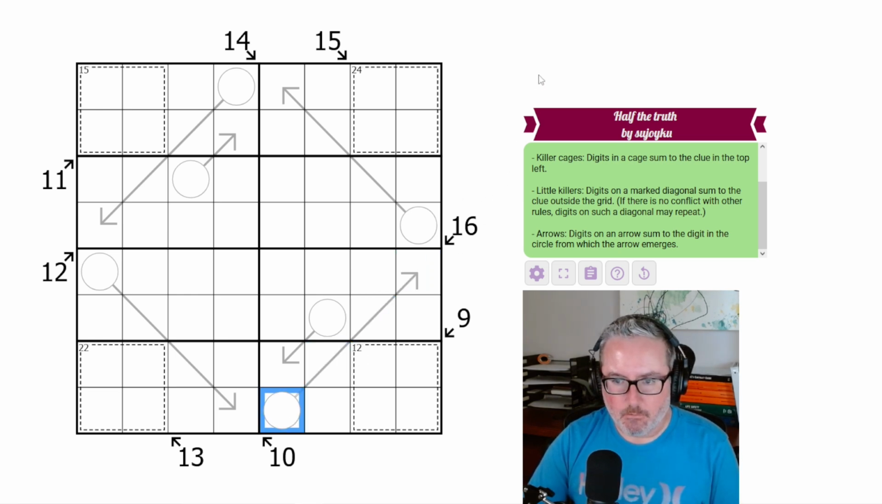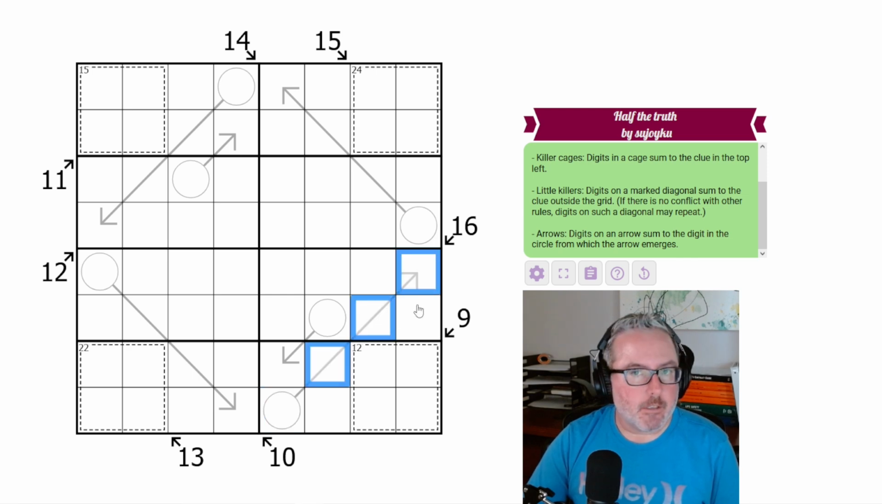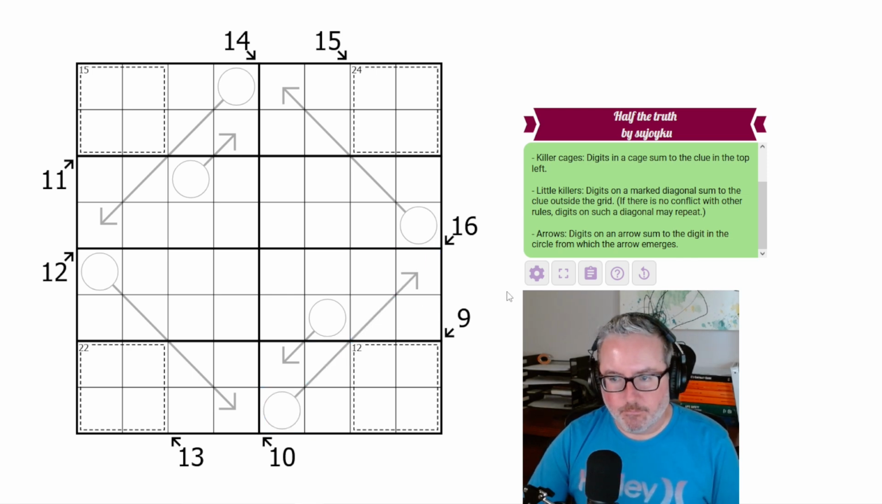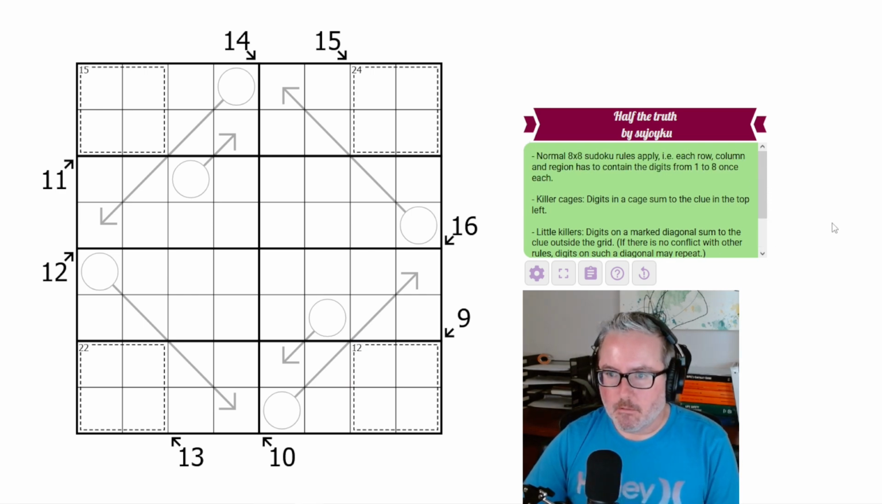And you can repeat. Then we've got arrows, so digits on an arrow sum to the digit in the circle from which the arrow emerges. So we look back at this same area. This circle is the value of all 3 of these digits added together. And that's the rule set. So, like I said, nothing really out there other than the fact that it's an 8 by 8. With that said, the link will be in the description below. Let's get started on this thing.